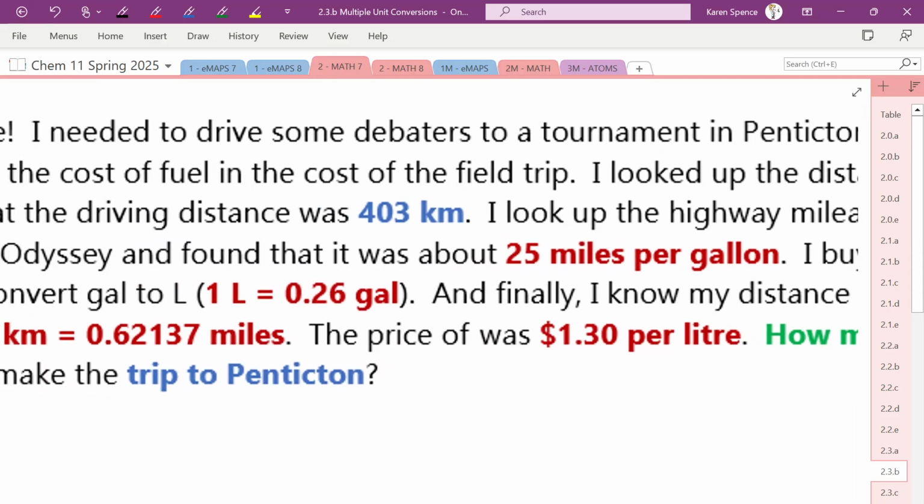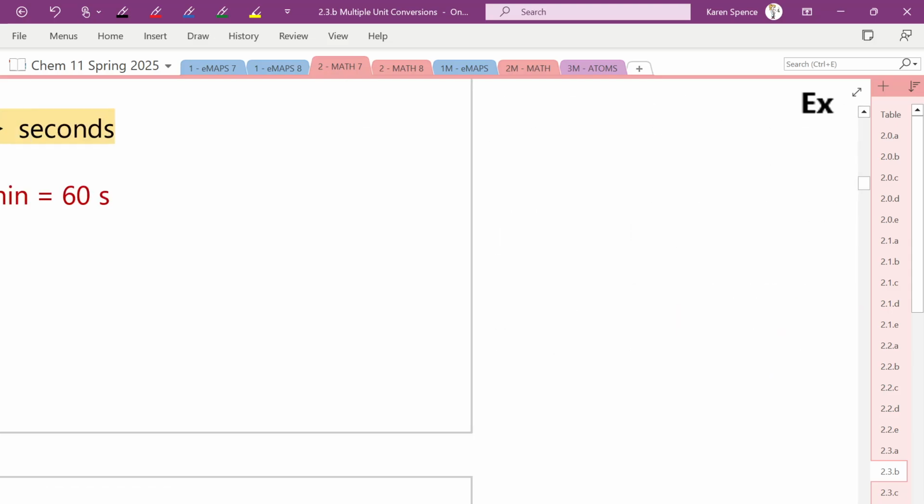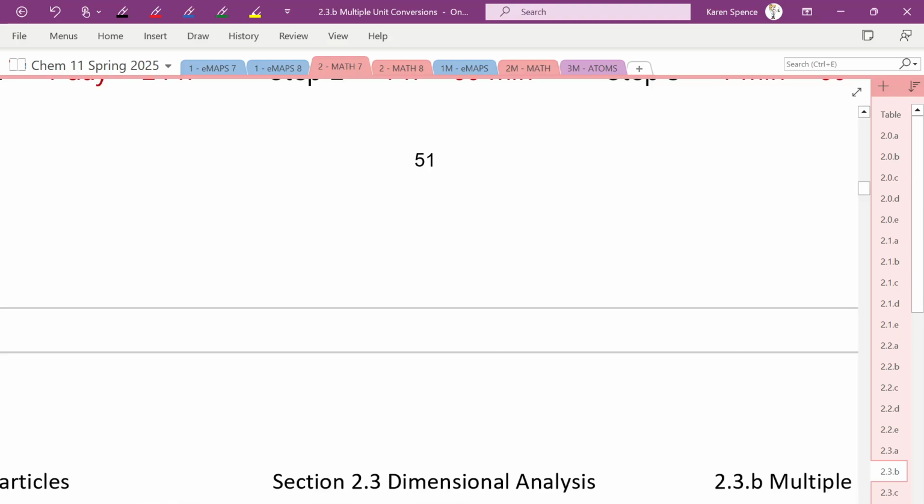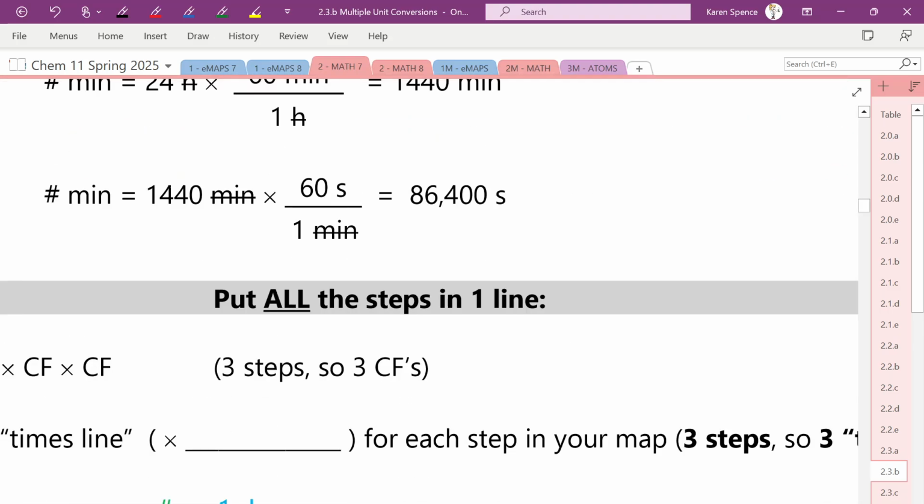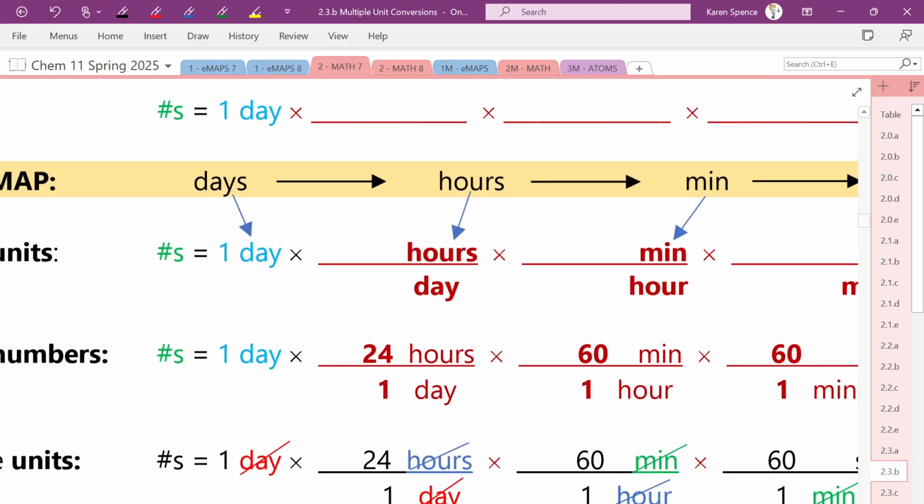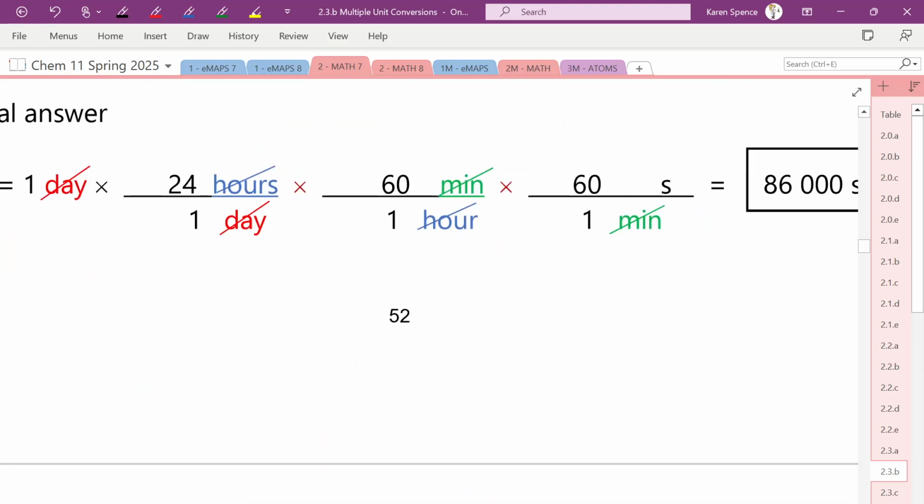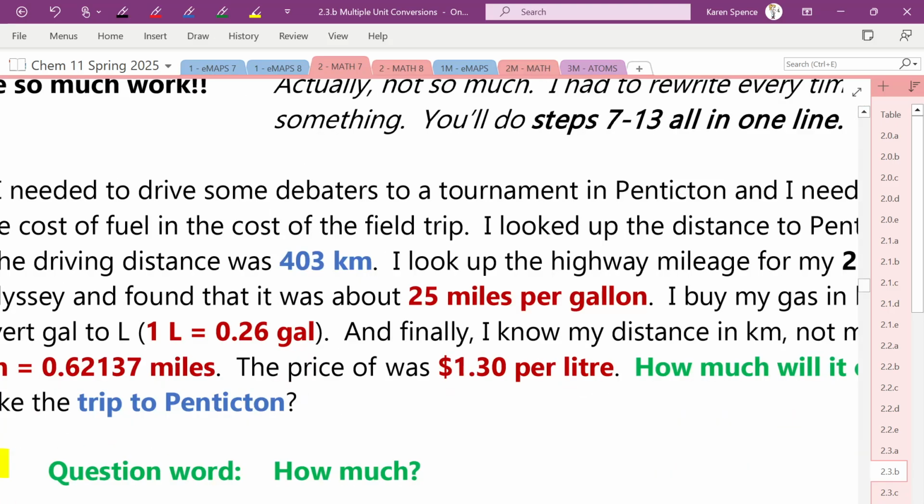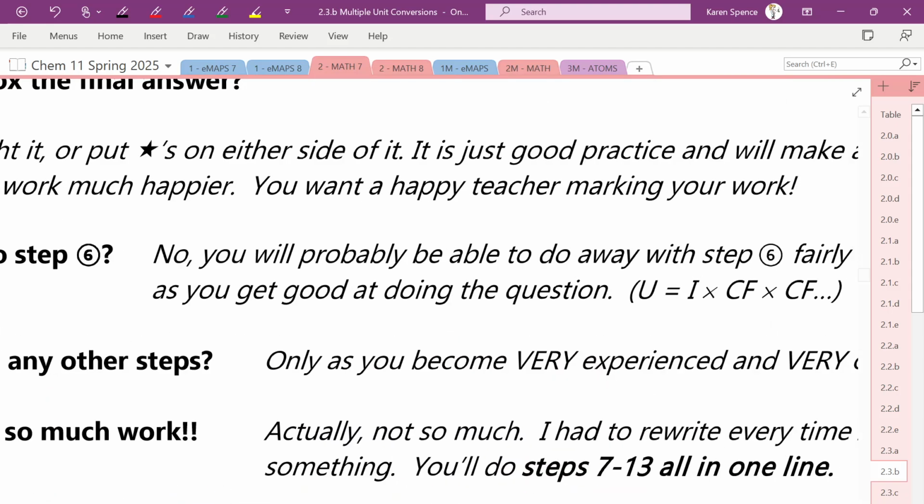And this is on the next page. This is on page 52. No, not 52. It's probably on page 53. Let's see. Yep, it's on page 53.